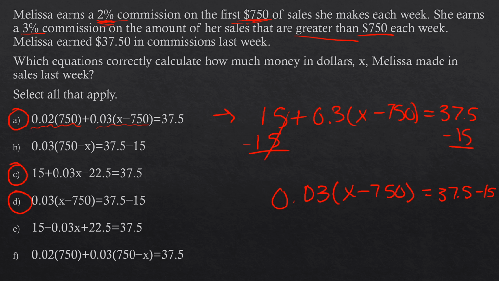And if you look up here for C, if I were to distribute this, right, this is that first part, 0.03 times x, and 0.03 times 750 gives me this 22.5. So both of these two equations are just different forms of that first one.